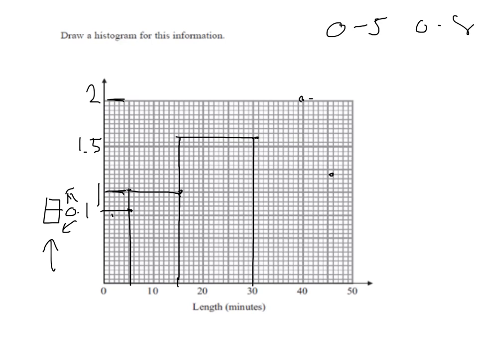30 to 40 is 2, so that's a fairly straightforward one. And then finally 40 to 45, 1.2, so that'll be 4 marks above the 1. And we've drawn the histogram, and that's it.